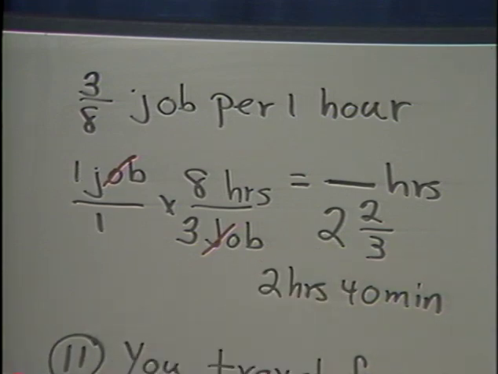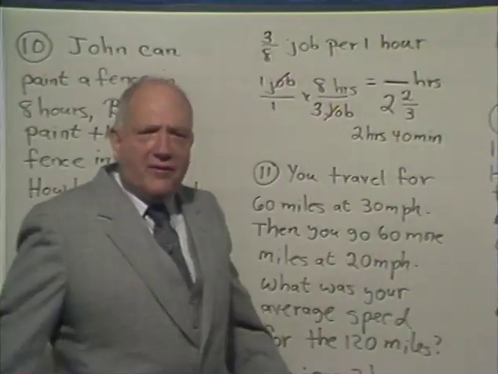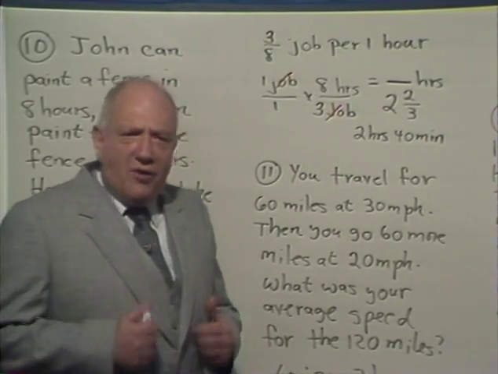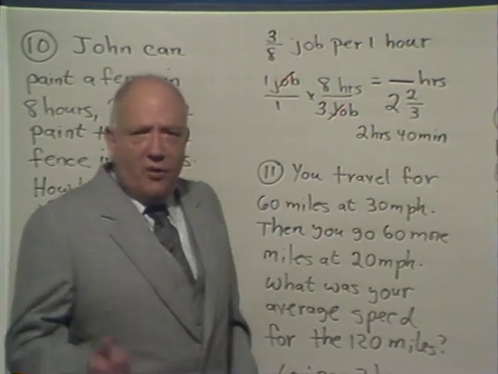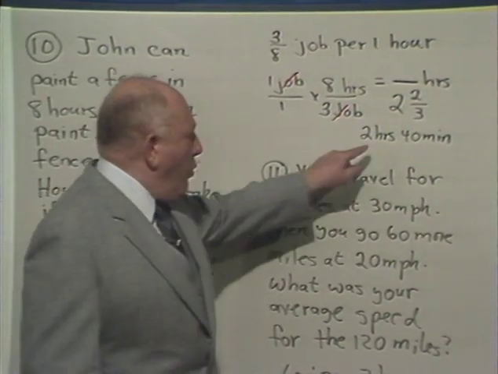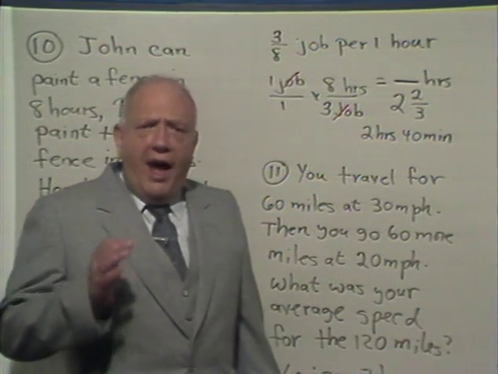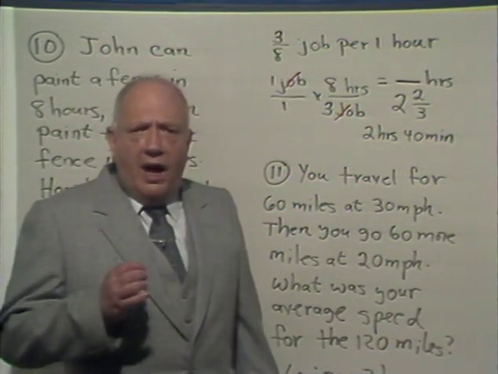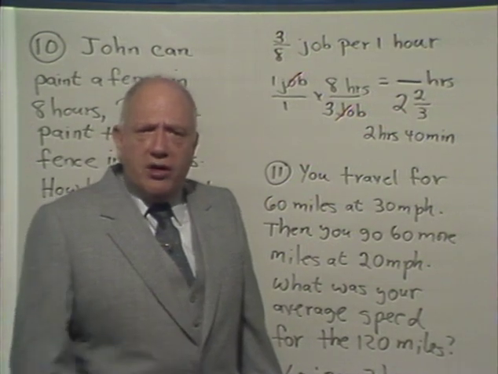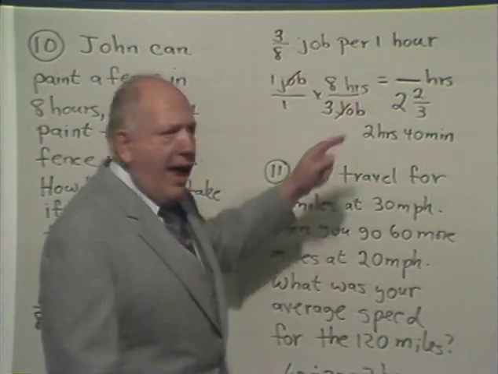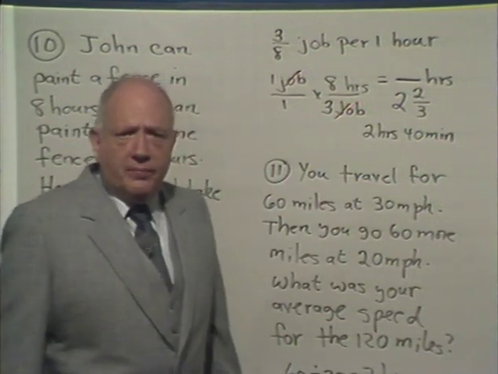So the job, if things work utopianly, in other words, if they all work at the same rate, and they don't bother each other, and they both have their own paintbrush, in 2 hours and 40 minutes, they'll finish the job. Now, why did I put this problem in here? To show you that if you have a calculator, but don't understand what you're doing, you can't do this problem. If you don't have a calculator, but you do understand what you're doing, it's a 2-step problem.